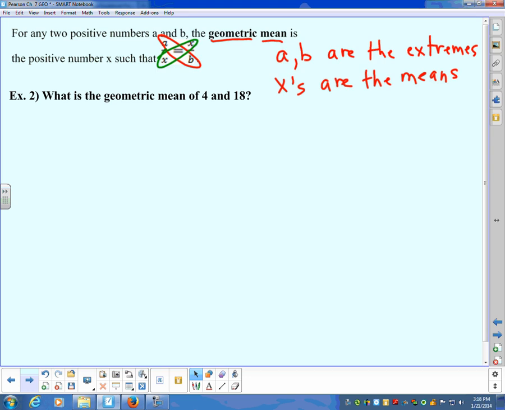Well, there are two ways you could do it. You could set up a proportion and solve, or you could solve this proportion up here and get an equation to plug A and B into, or plug 4 and 18 into. So looking up here, if I cross multiply, I get x squared for the means, and what are the extremes? AB. And how do I solve this equation, x squared equals AB, for x?